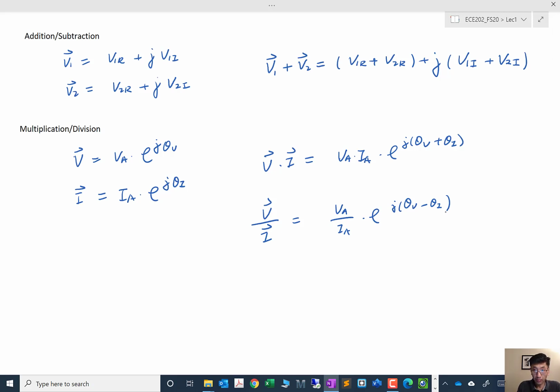In the Google Colab notes, I also cover what happens if you have the polar form and do addition and subtraction, and also if you have the rectangular form and do multiplication and division, and you can check those notes. Okay, I'm not going to go into the details.